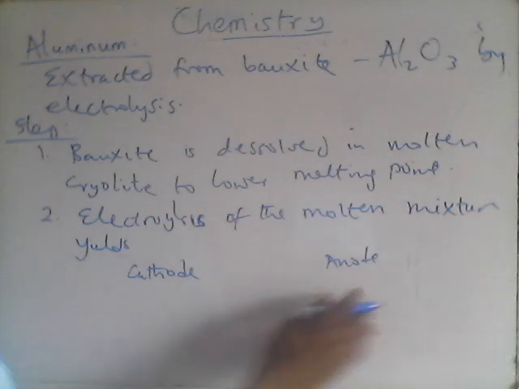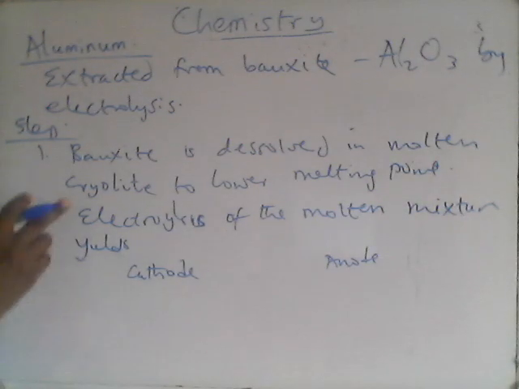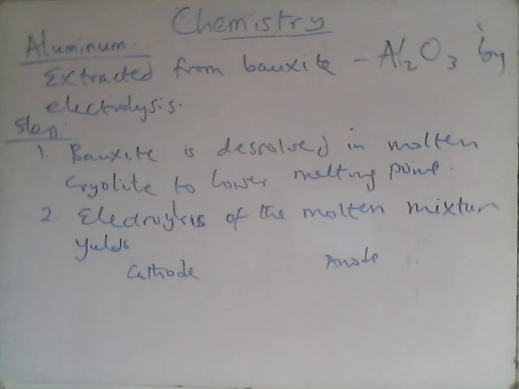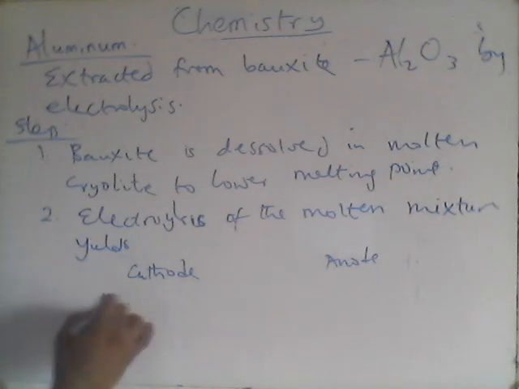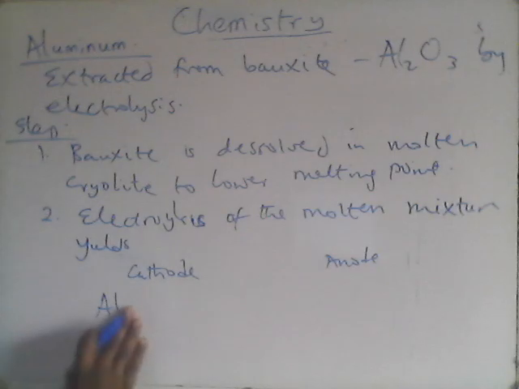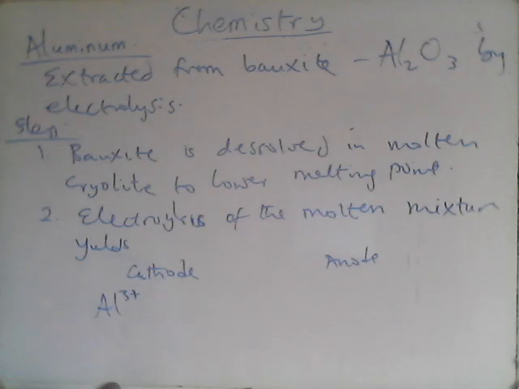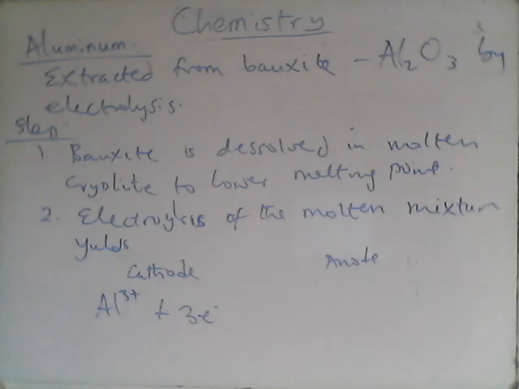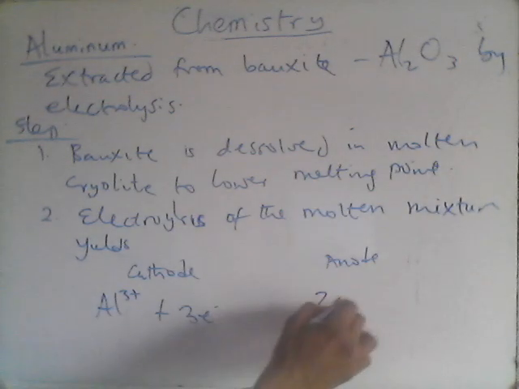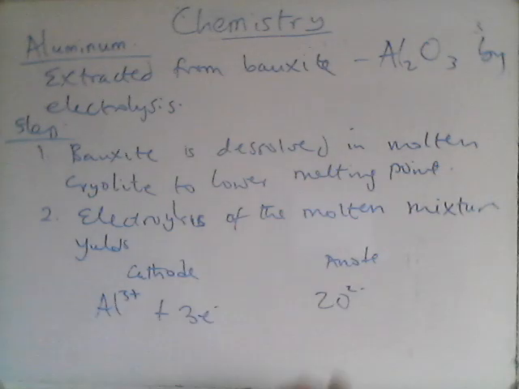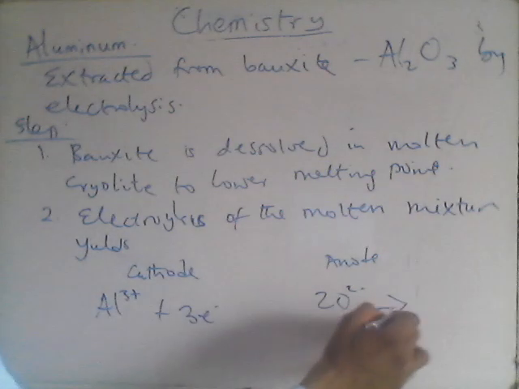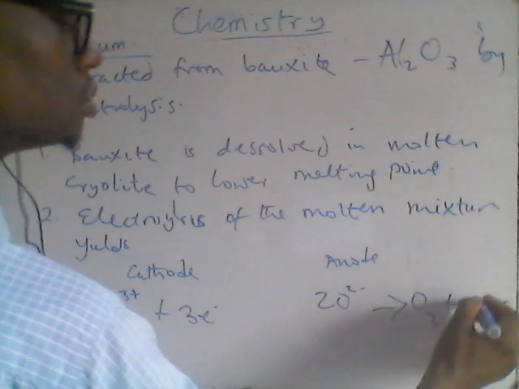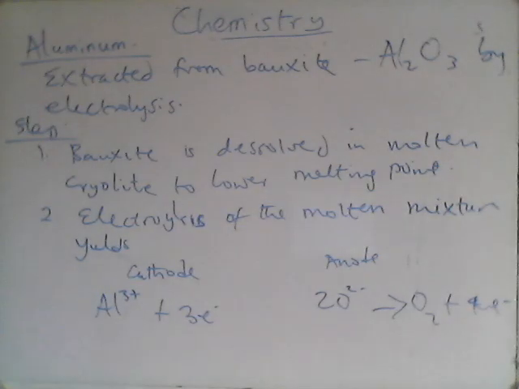I'm going to write out the products that are going to be liberated on these two poles. For electrolysis of the molten mixture of this bauxite, at the cathode you will have the aluminium metal deposited. This is the reaction there. And at the anode, you have oxygen liberated. Oxygen plus 4e, the electron. So this is how it splits.